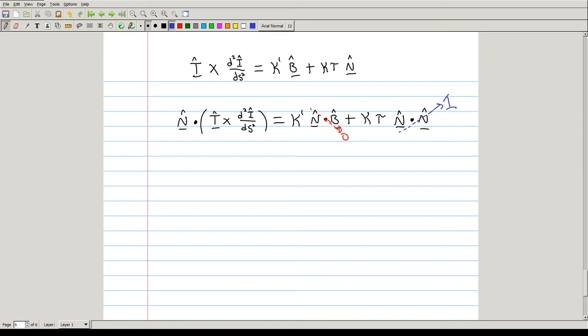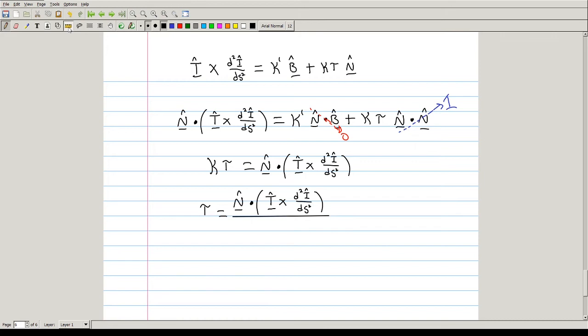And what I'm left with is the equation that kappa times tau is equal to the dot product of n hat with t hat cross the second derivative of t hat, or the curvature is equal to this in the numerator divided by the curvature kappa in the denominator.